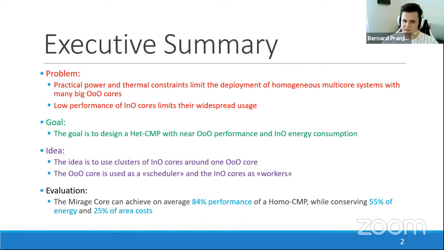So the basic problem is there are practical and thermal constraint limits to the deployment of homogeneous multi-core systems with many big out-of-order cores. So there is a physical limit to how many chips you can put on one processor. And the low performance of in-order cores limits their widespread usage. So they are just not efficient enough. The goal is to design a heterogeneous chip multiprocessor with near out-of-order performance, while at the same time having the energy consumption of an in-order processor.